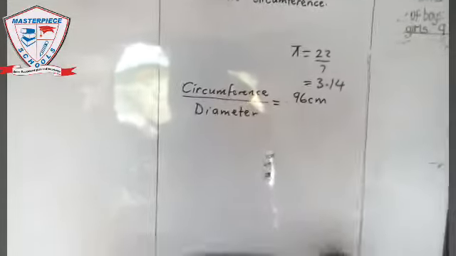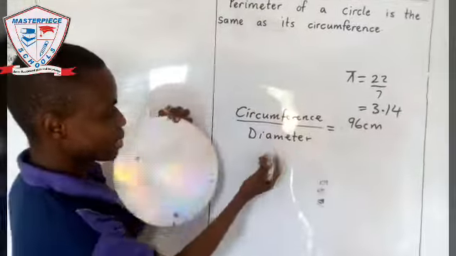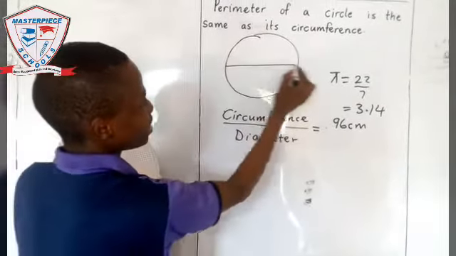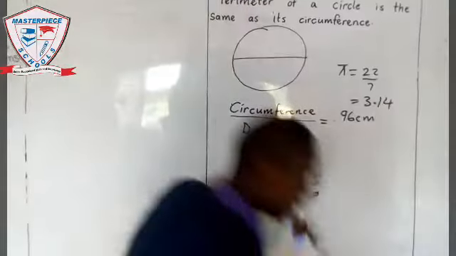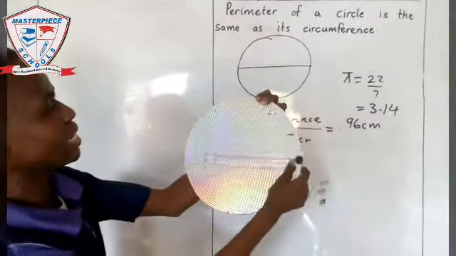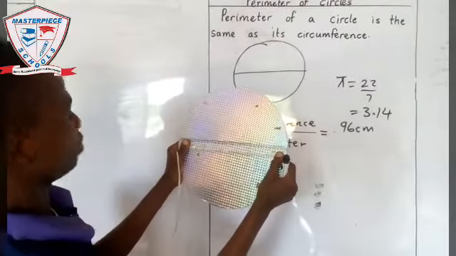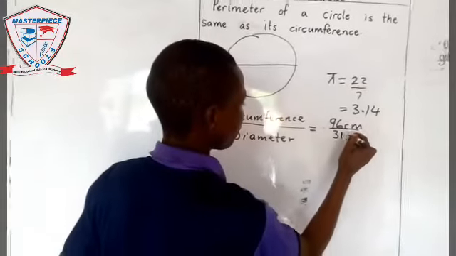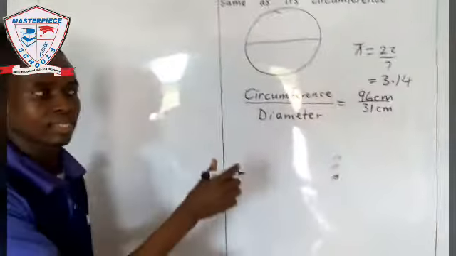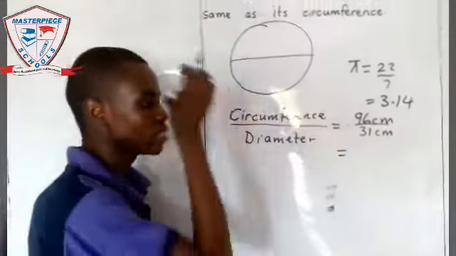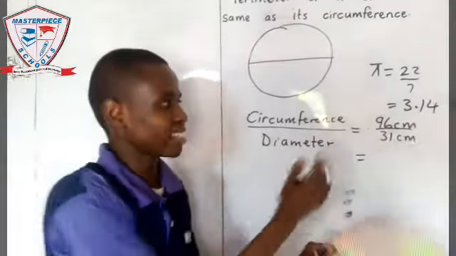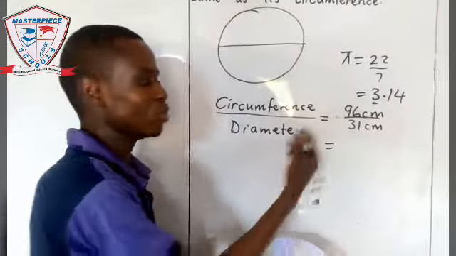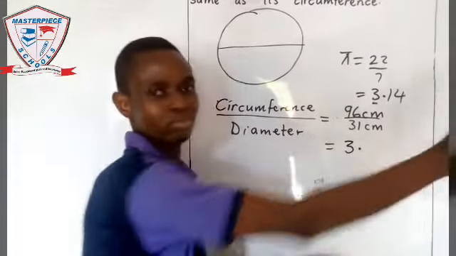Then there is something more: diameter. This is diameter. Don't forget, I told you last week that the diameter of a circle is a straight line that divides the circle into two equal parts. So you can get your ruler on your circle and measure the diameter. The diameter that I got here is 31 centimeters. So if you divide this, you get something that is a little bit above 3.